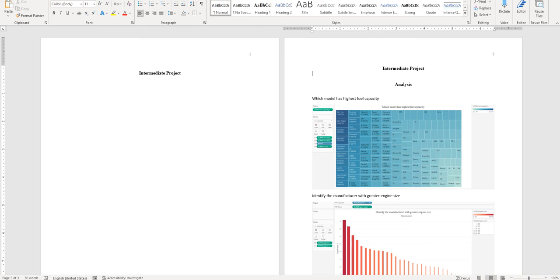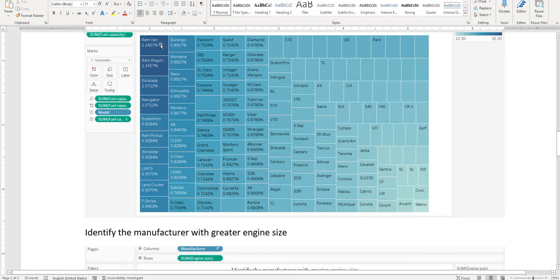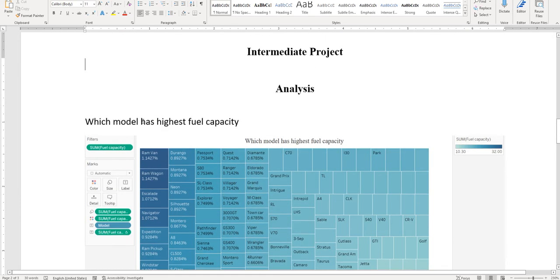Okay, next, coming to the analysis of the visual designs. The first question asks which model has the highest fuel capacity. From the image it is possible to explain which car has very good fuel capacity. You can see here these cars, Ram Van and Ram Wagon, are having the highest fuel capacity. And next it is Eslande, next Navigator. In this way, based on their values, it is possible to know what the best values are.